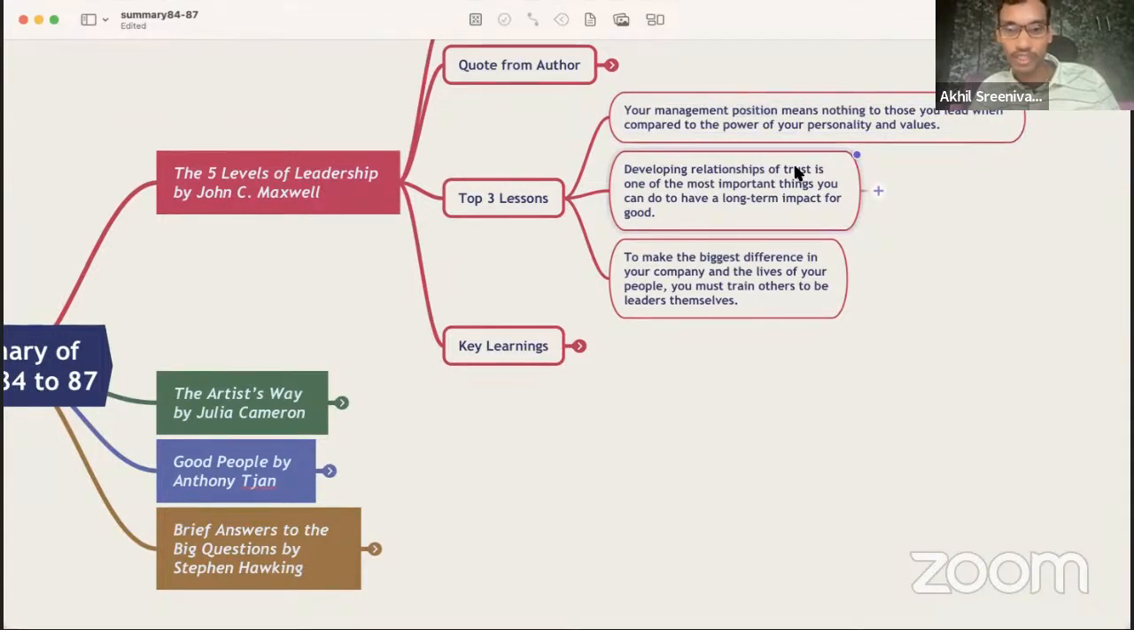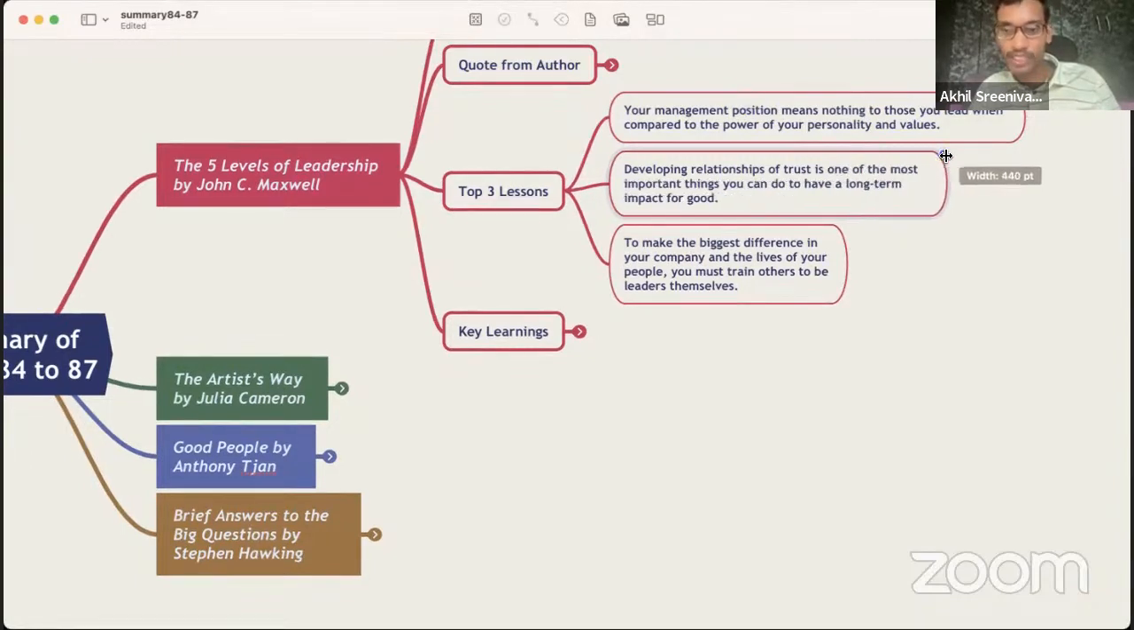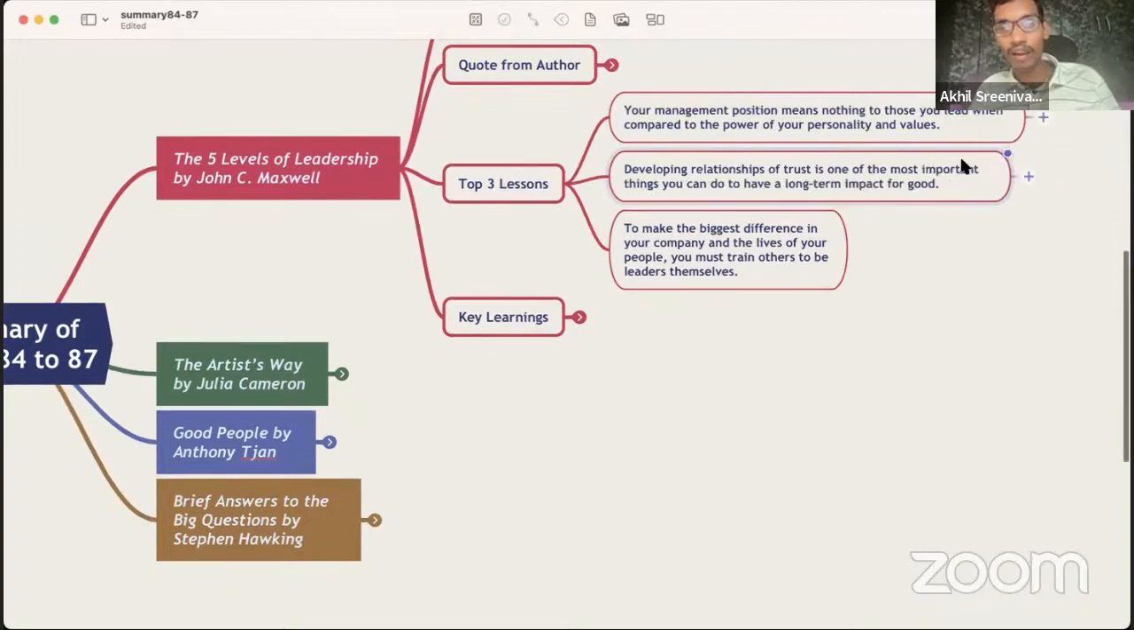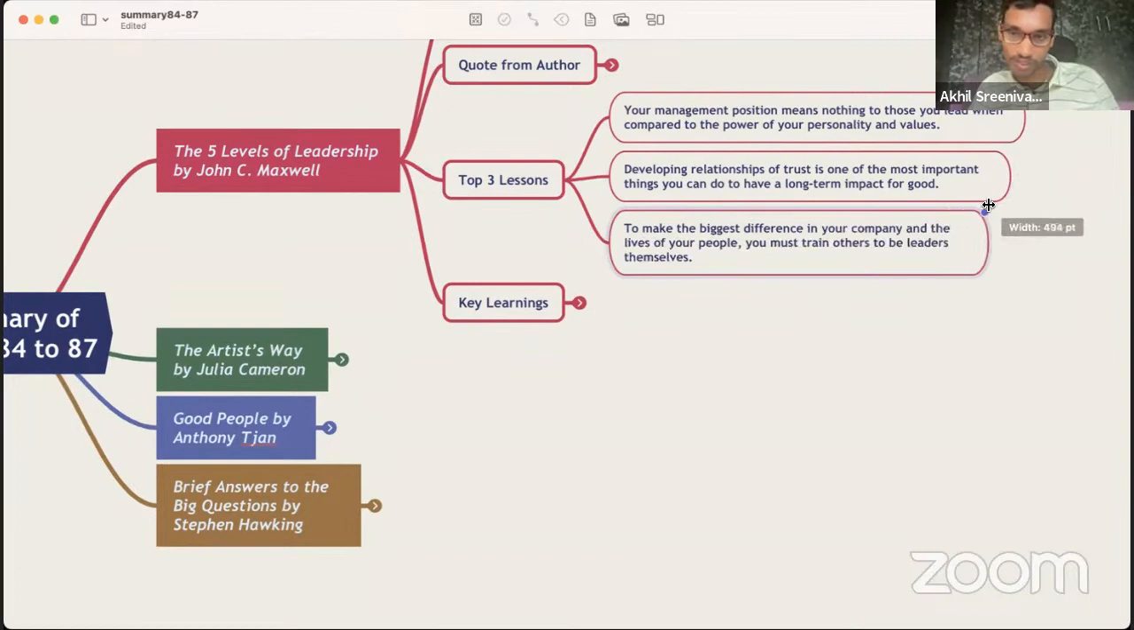The second lesson of this book is developing relationships of trust is one of the most important things you can do to have a long-term impact for the good. So if you want to have a long-term impact, develop relationships of trust. And the third powerful lesson from this book is: to make the biggest difference in your company and the lives of your people or your family or your colleagues or your friends, you must train others to be leaders themselves.